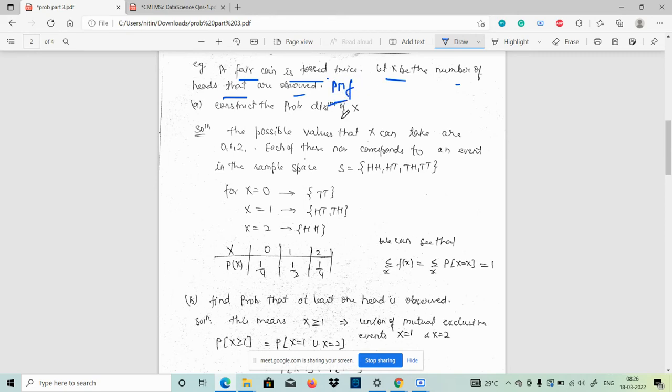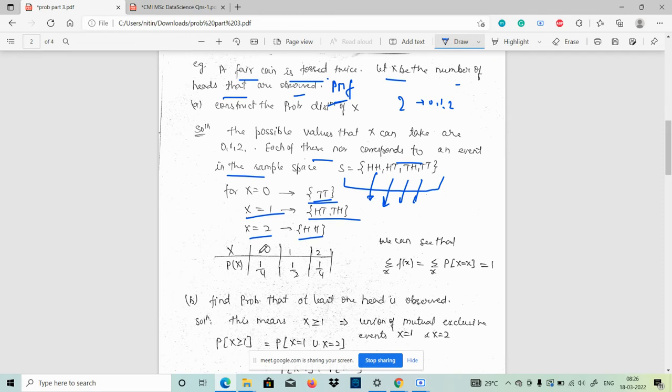Obviously the possible values that x can take are 0, 1, 2. If you're tossing two coins, either it can have zero heads, one head, or two heads. Each of these numbers corresponds to an event in the sample space. These are the sample space we have, and each of these sample points will have some number associated with it. So if x is equal to zero, this particular outcome is there; if x is equal to one, this one is there; and if x is equal to two, this one is there.